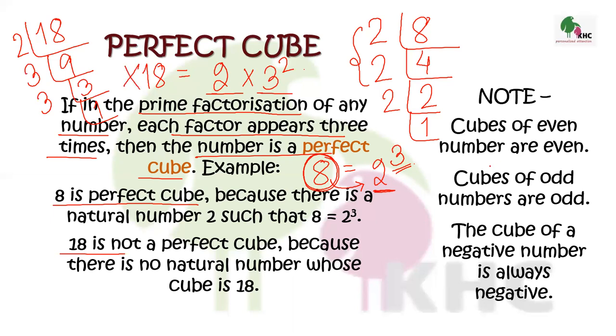Okay. So here is a small note. Cubes of even numbers are always even. So if you multiply an even number 3 times with itself, the answer is always even. Similarly, if you multiply an odd number with itself 3 times, the answer is always odd. The cube of a negative number is always negative. If you multiply a negative number with itself 3 times, the cube value is also negative.